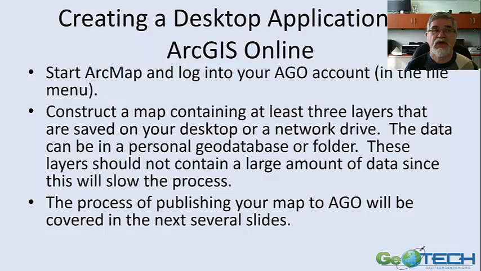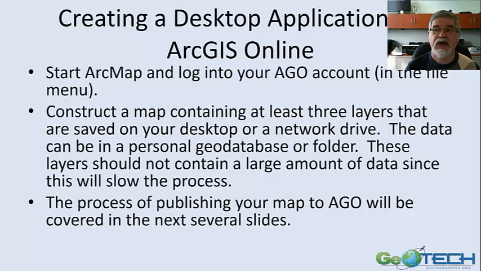So we're going to create a map. We want you to start ArcMap, and then we want you to also log into your AGO account. And this is in the File menu. So if you go to File, you'll see there's a place to log into AGO. This gives us the ability right from desktop to publish into AGO. And so this is the first thing we have to do. But you've got to be logged in at the desktop level to be able to make this happen.